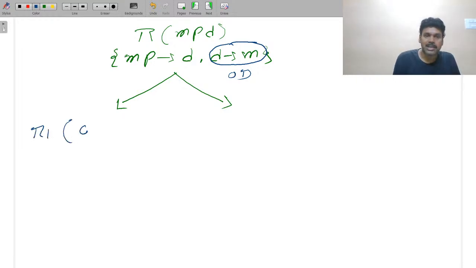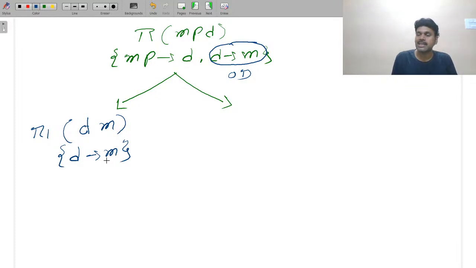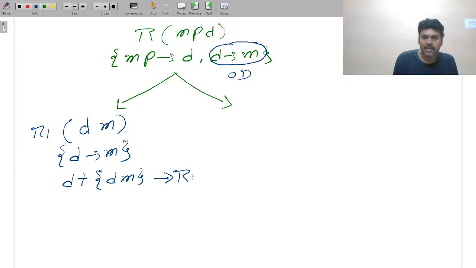R1, I am making as a separate table. DM, what is the dependency? D implies M. No other attributes I will bring. As this is only the overlapping, we will bring that overlapping on it. By finding D closure, you will get DM, which implies R1. Therefore, D is a candidate key to R1.